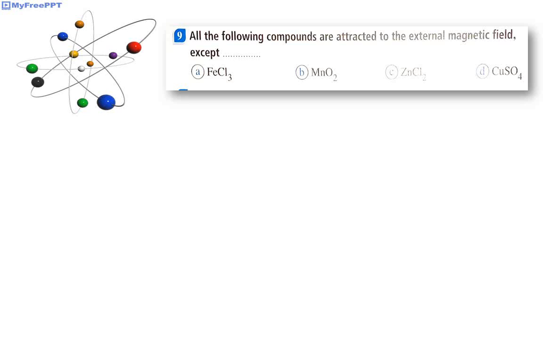Another question here, question number 9. All the following compounds are attracted to an external magnetic field except. It means that they are attracted as they have a high magnetic moment. Which of them will have a low magnetic moment? Here we have zinc chloride. So zinc does not have a great magnetic moment, or does not give high magnetic attraction.